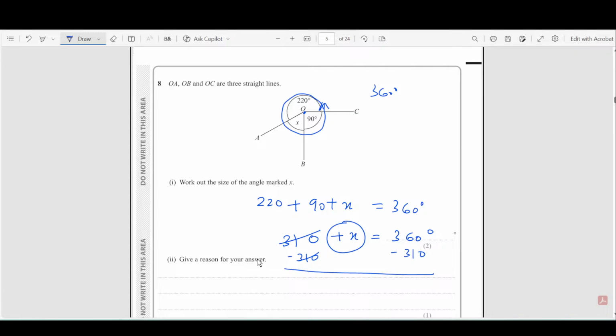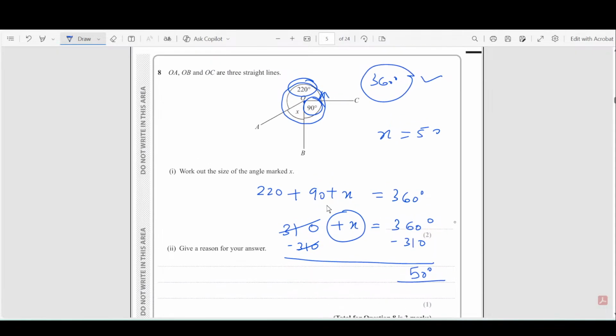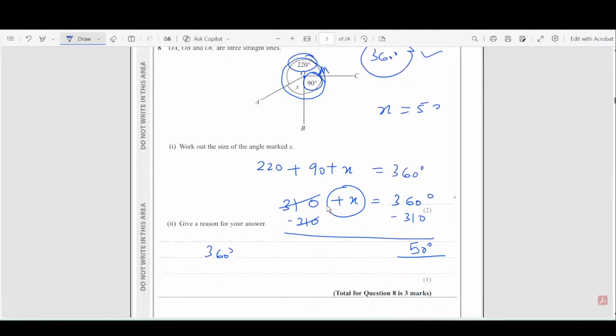These two cancel because one is positive and the other is negative, and then we just subtract these two to get the value of x. So we have 360 minus 310, which is 50, right? That's how we got x equals 50. You can even check: 220, 90 and 50 all add up to 360 degrees, which is a complete angle. So the reason for our answer is that the angle around a point is 360 degrees, so all these three angles should add up to 360 degrees, right?